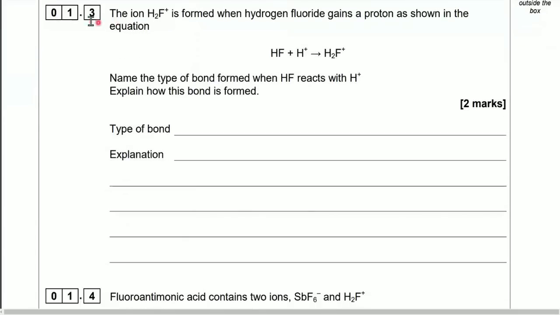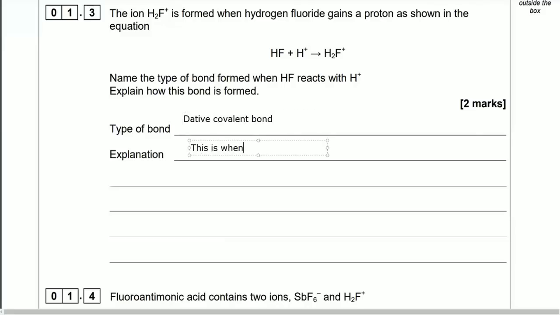The ion H2F+ is formed when hydrogen fluoride gains a proton, as shown in this equation. HF plus H+ goes to H2F+. Name the type of bond formed when HF reacts with H+, a hydrogen ion. Explain how the bond is formed. So we need to name this bond and explain it. So this is known as a dative covalent bond. Oh my gosh, what have I written there? Okay, we got there in the end.